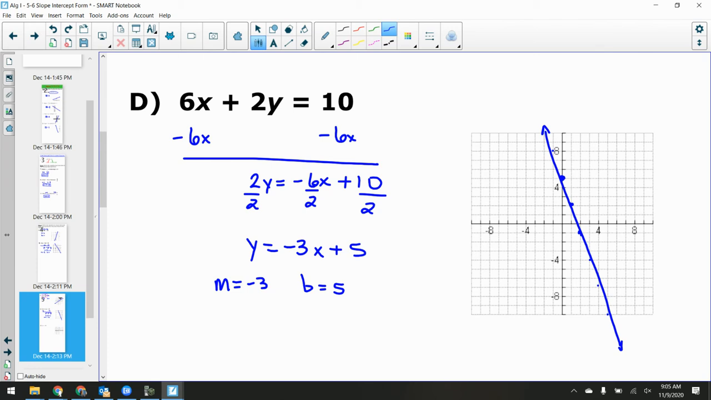No, the b value is 5. The y-intercept is 5. The b value has nothing to do with the slope. The reason why I'm going over 1 is because this is -3 over 1. Does that make sense? Okay. Questions about that?